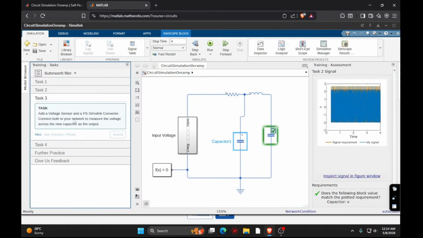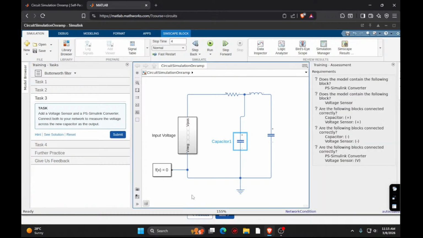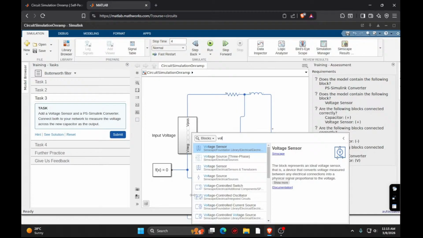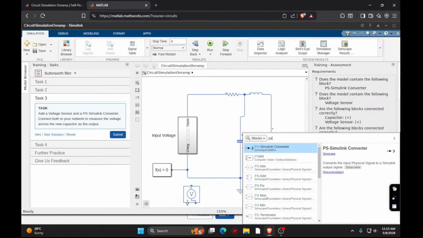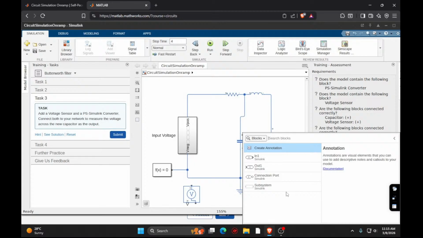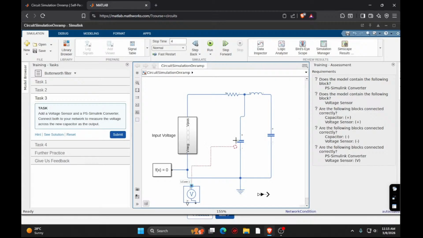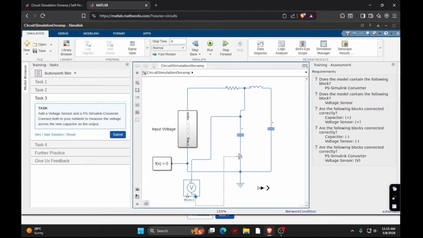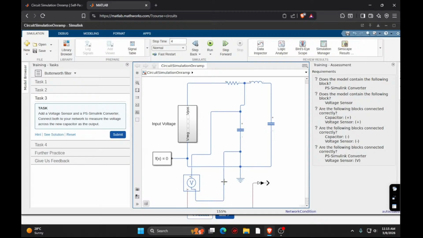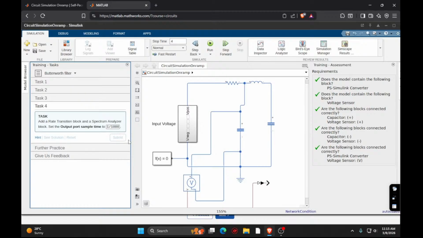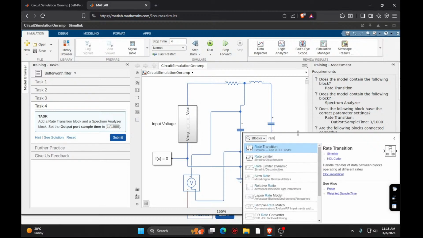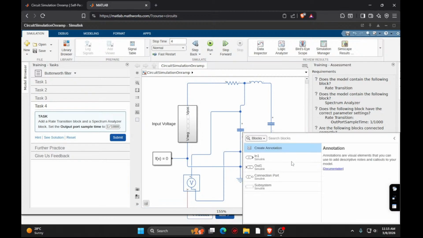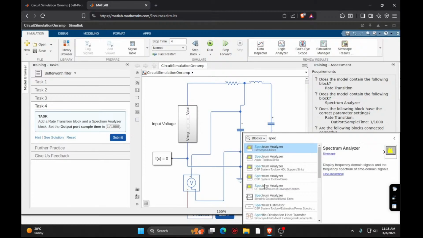That is perfect. Next, add the voltage sensor, PS converter, spectrum analyzer, rate transition, and spectrum analyzer for simulating with these.